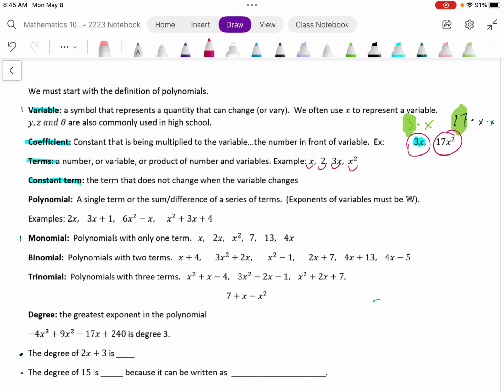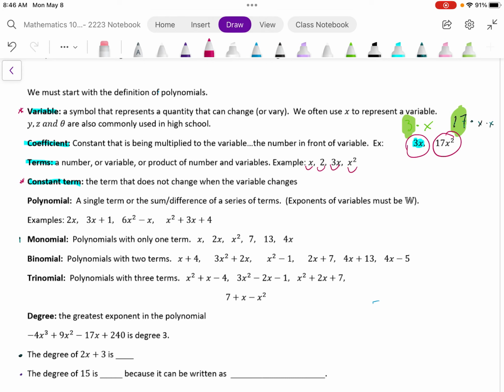Like we had a variable, a constant is not a variable because it represents a quantity that doesn't change as the variable changes. So for instance, 7 is a constant. Why? 7's always 7. A single term, now let's go on to polynomial.